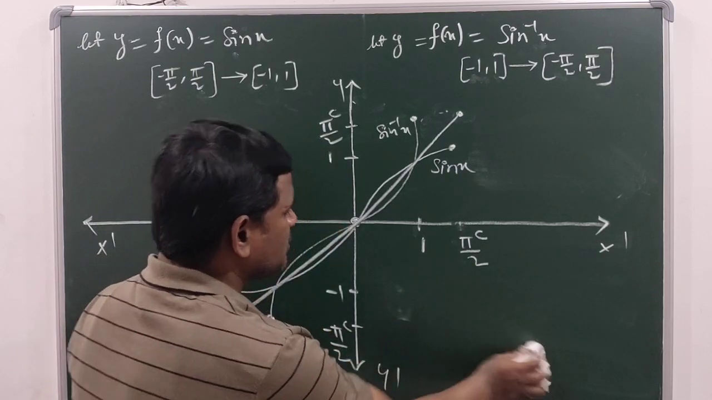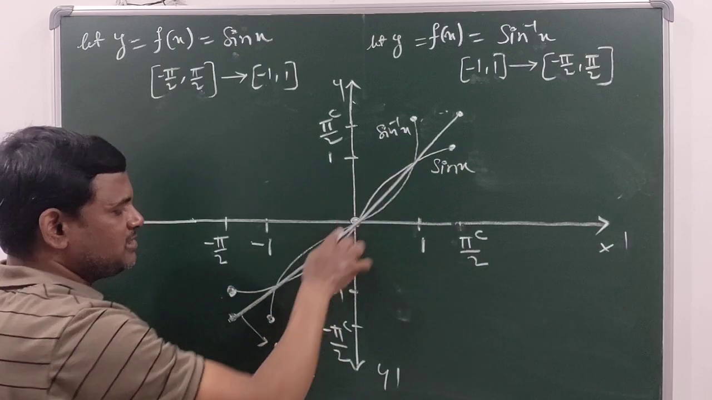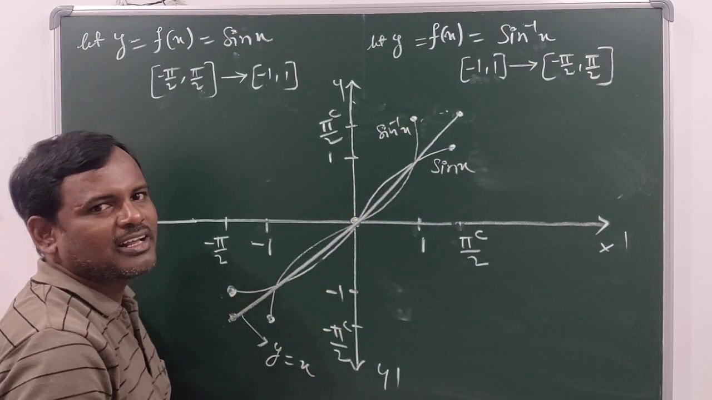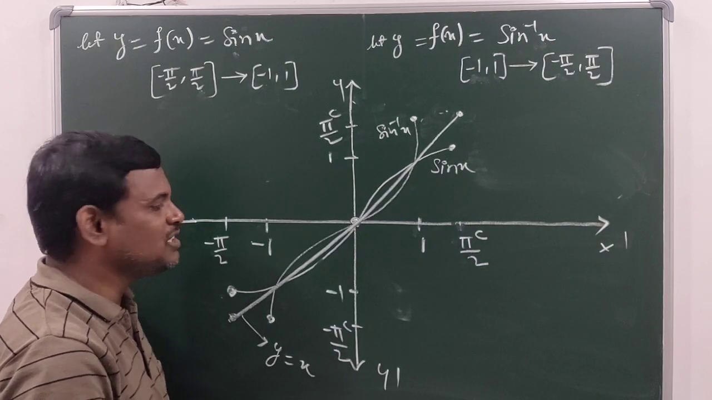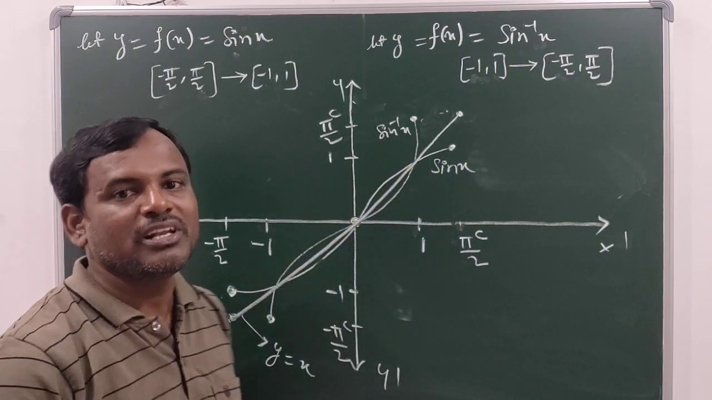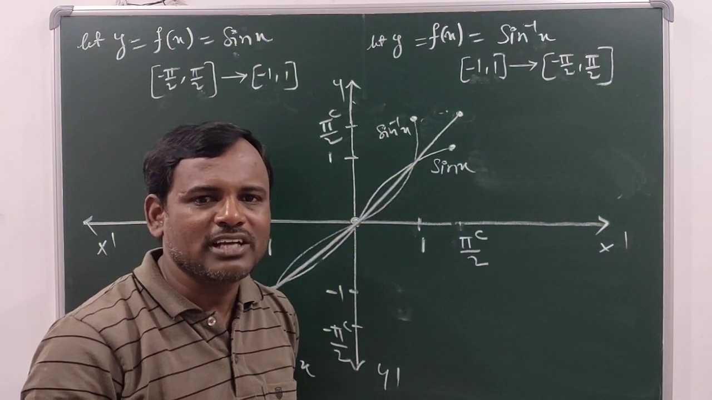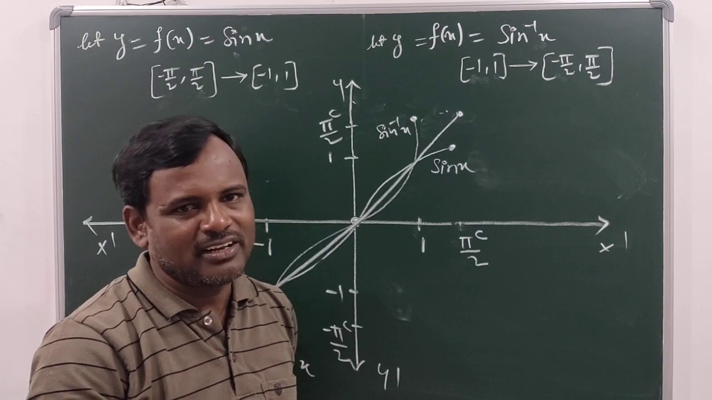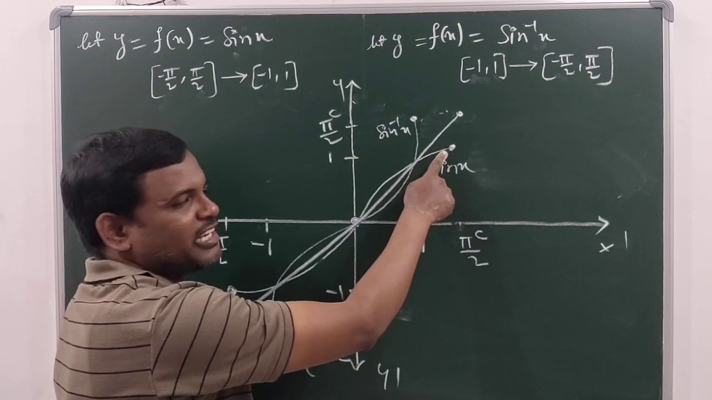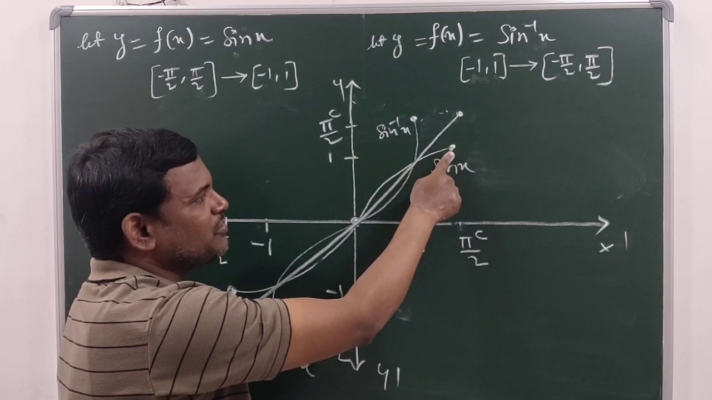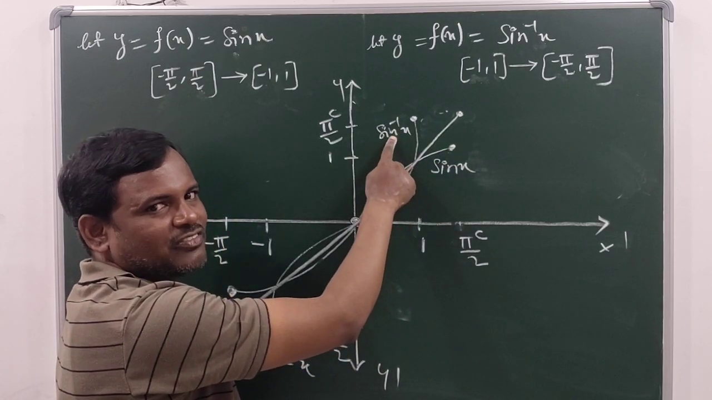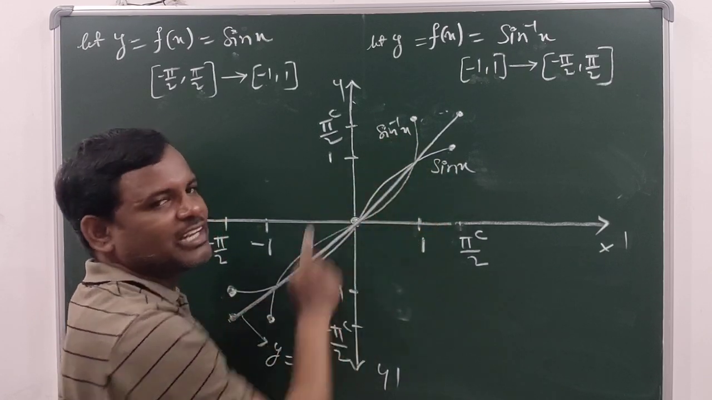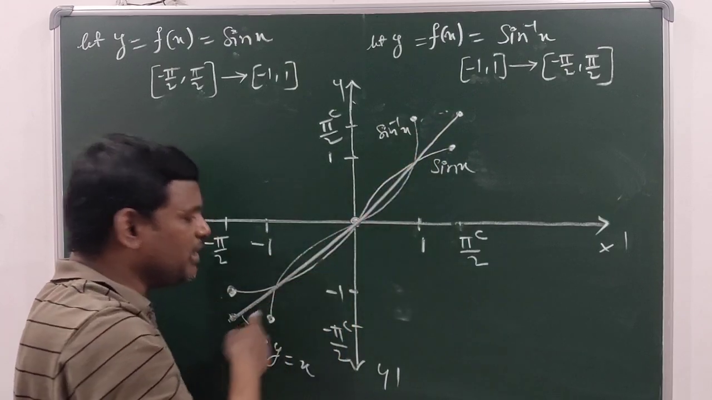Okay. So this sin x graph and its inverse graph, both are mirror images with respect to y equal to x. Mirror images means you have to treat the y equal to x line as a mirror. Then the image of the graph of sin x will be sin inverse of x, and the image of sin inverse of x will be sin x, vice versa, with respect to y equal to x.